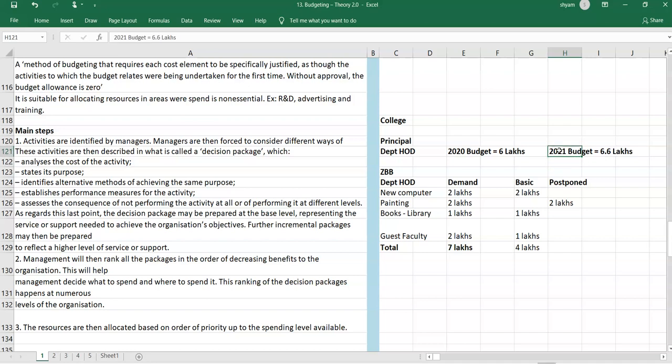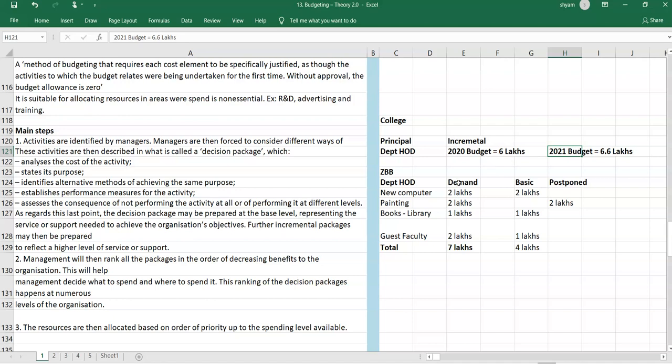Okay, so this is where incremental budgeting creates problem. What the principal will think is, last year it was 6 lakhs, this year it is 6.6. So they are asking for an additional 60,000. So is this 60,000 really worth it or not? He will only think in those terms. He will not think in terms of whether this 6 lakhs itself is worth it or not.